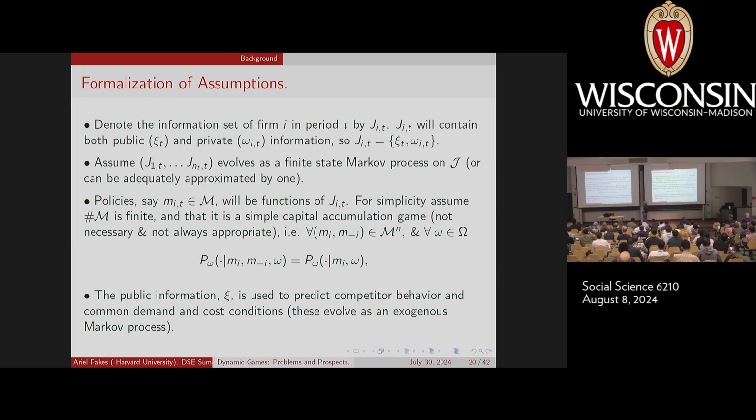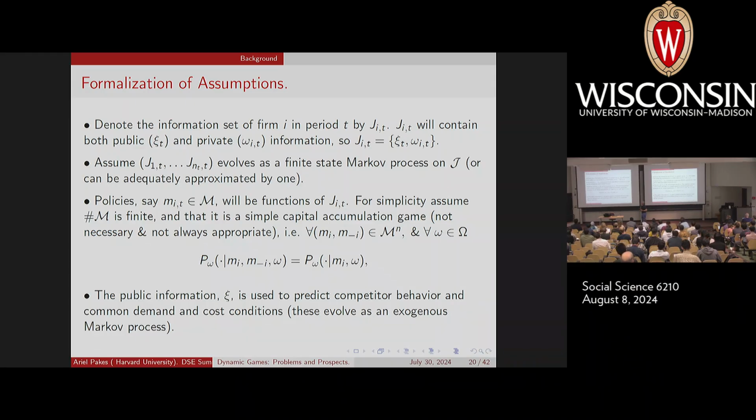I'm going to keep i as the firm and t as time, and J_it is the firm's information set. You can't make a decision that's based on things you don't know, so J_it is what you know. In this simple setup, you could make it more general, it's going to contain public information, things that everybody knows, and private information, things that only I know. I'm going to call the public information C_t and the private information omega_it. So J_it equals (C_t, omega_it).